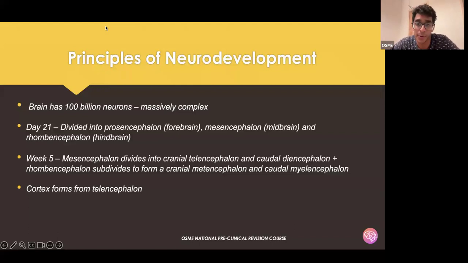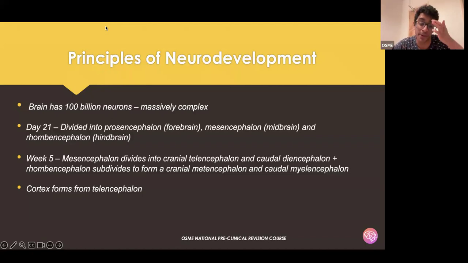So now we're going to think about neurodevelopment. The brain is a massively complicated structure. There are 100 billion neurons, and we have about 20,000 genes, to put that in perspective. So there are so many different neurons and so many different connections between them. And it's genuinely amazing that a structure like this can form so reliably across so many different humans.